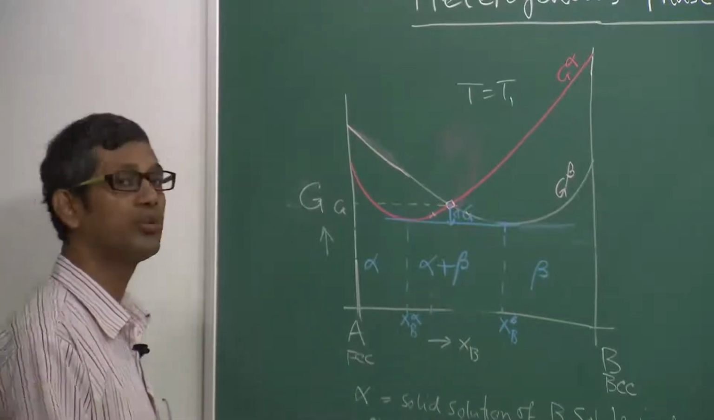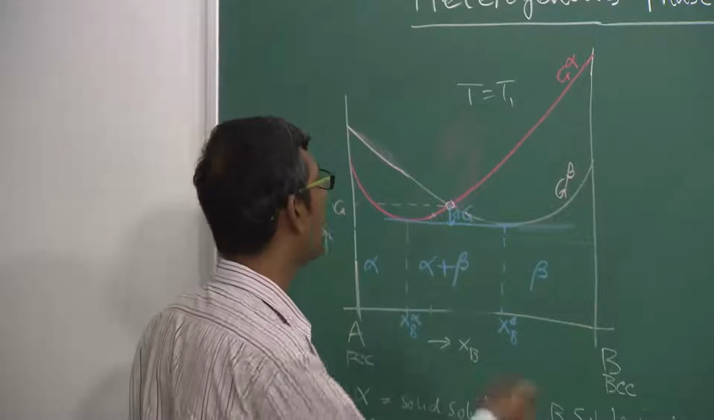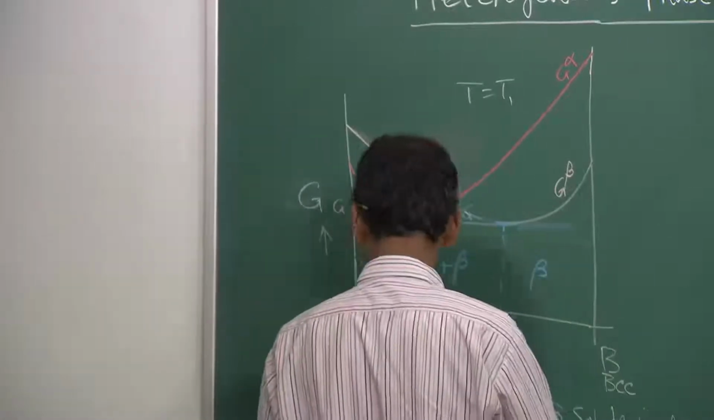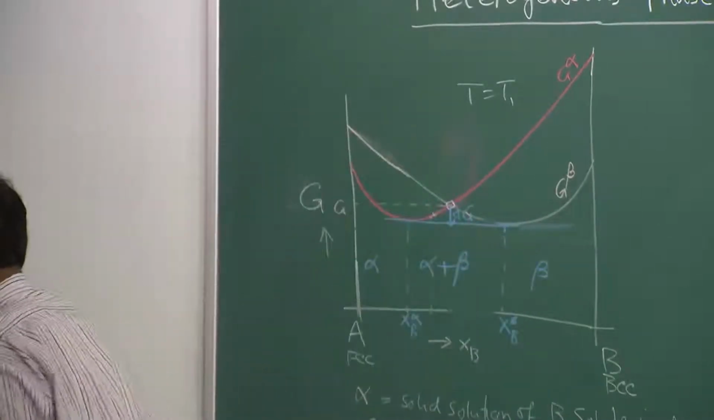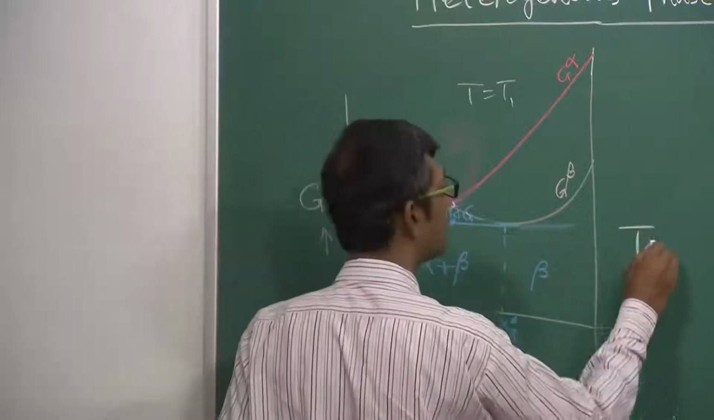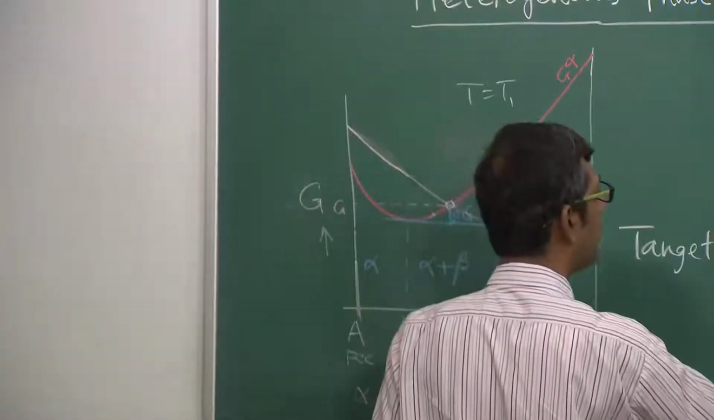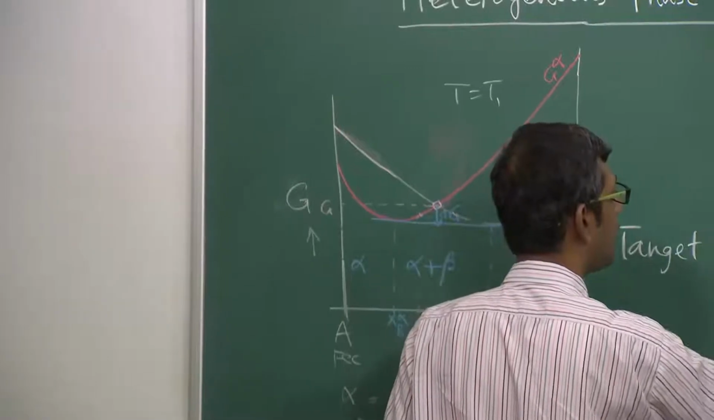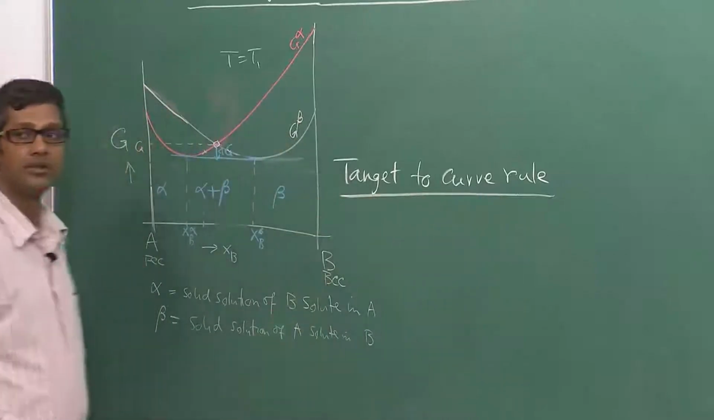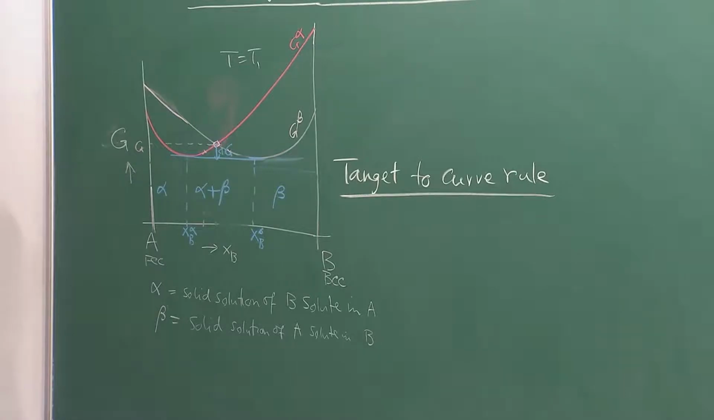So this is also known as the tangent to curve rule. Why? Because I am drawing a tangent to the two curves. This is known as the tangent to curve rule. That's why we always draw the common tangent to the curves.